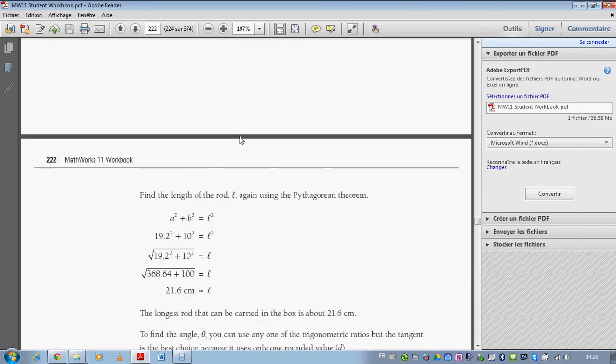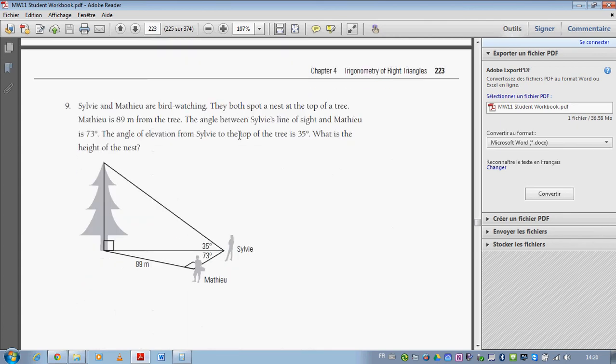Okay, at this point, you can pause the video and attempt the Build Your Skills questions on page 222 of your workbook. You'll also notice that that is the end of this chapter, so that was pretty much it.